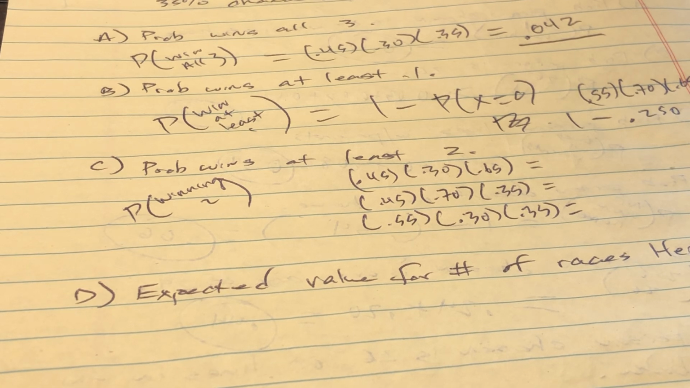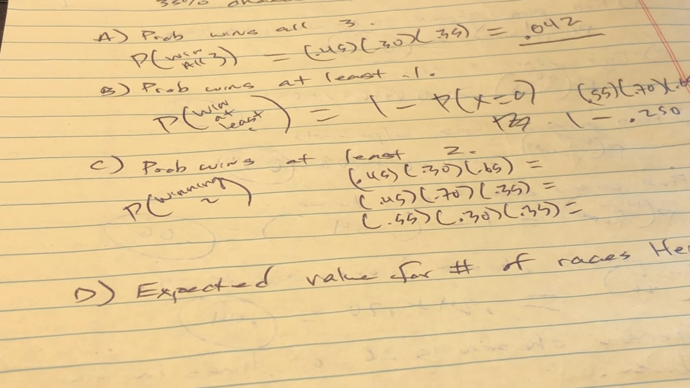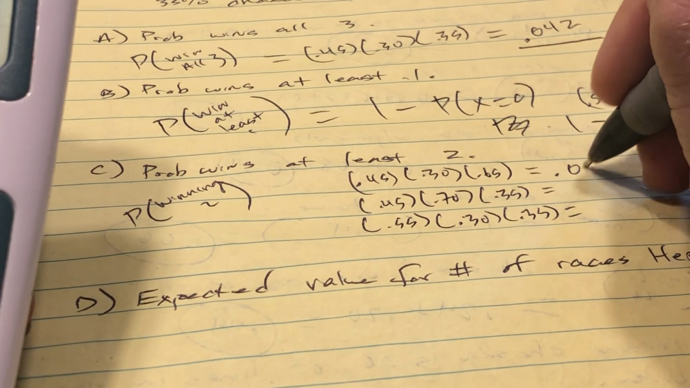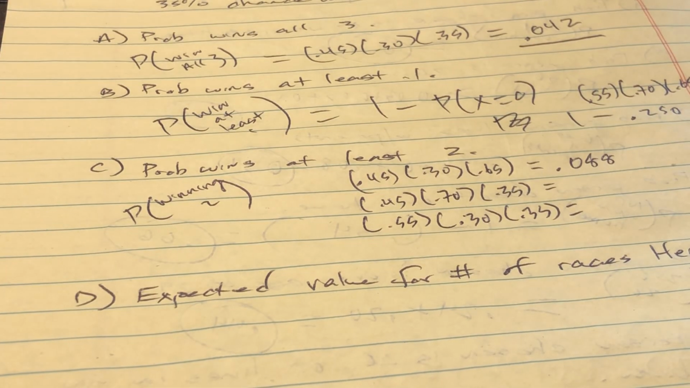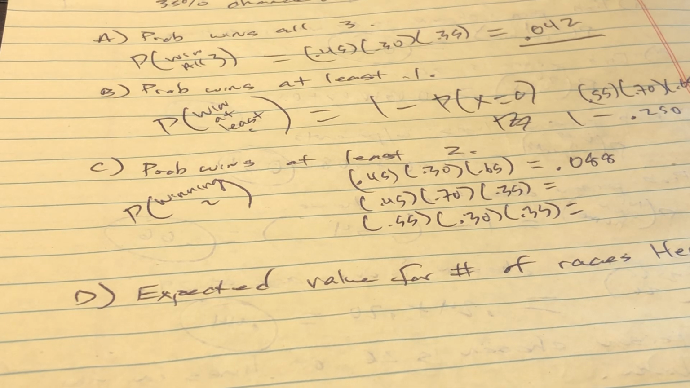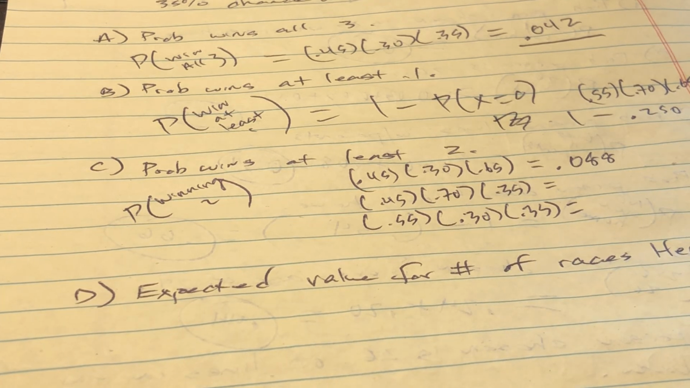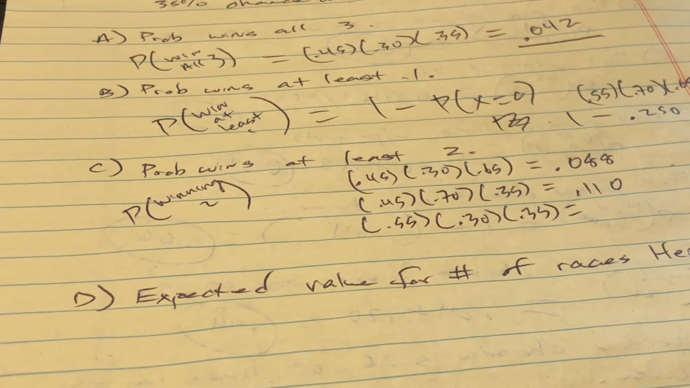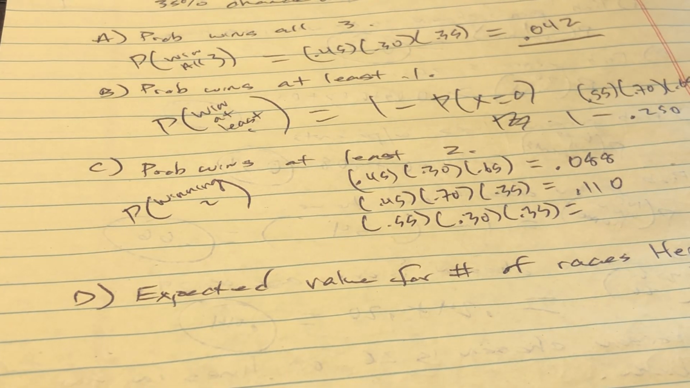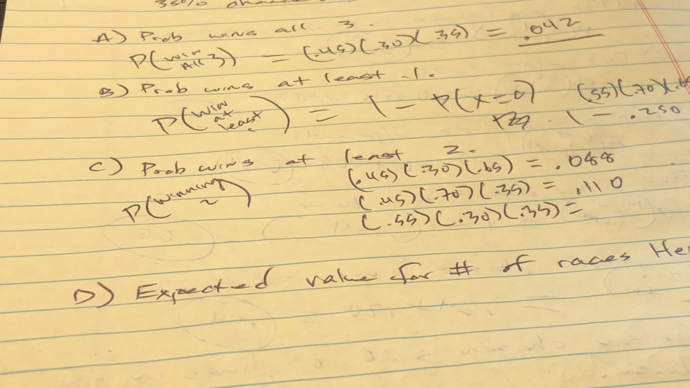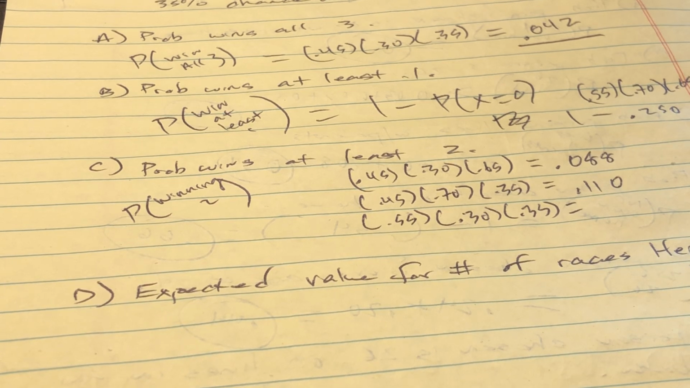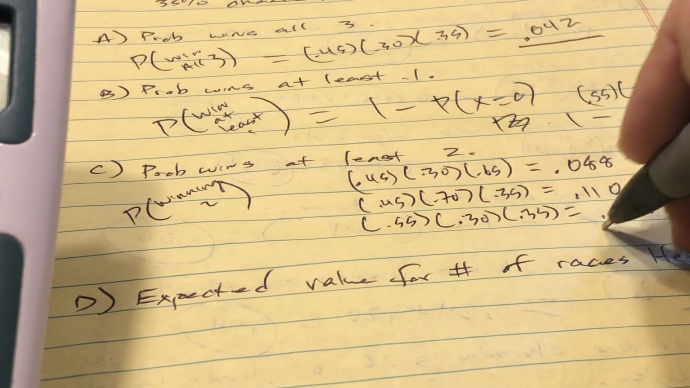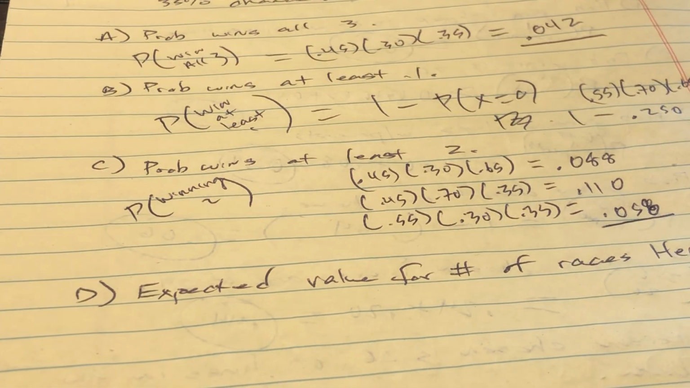All right. So 0.45 times 0.30 times 0.65. That's going to round to 0.88. Then I have 0.55 times 0.7 times 0.35. That is 0.110. Then I have 0.45 times 0.30 times 0.35. That is 0.058. That is the probability of winning exactly 2.